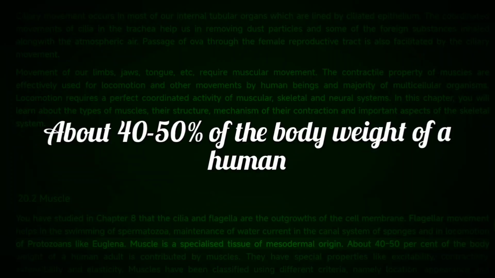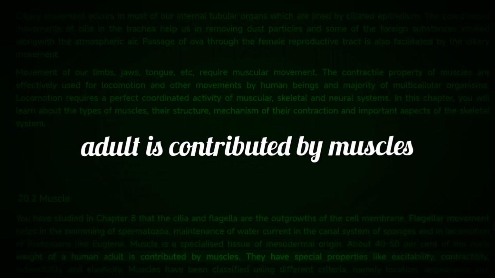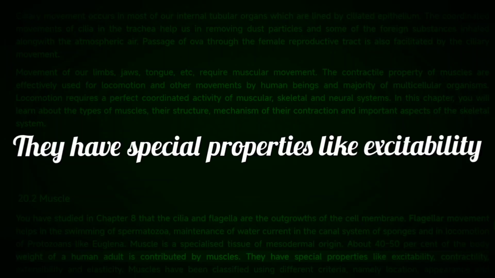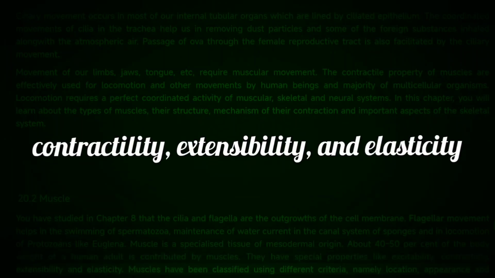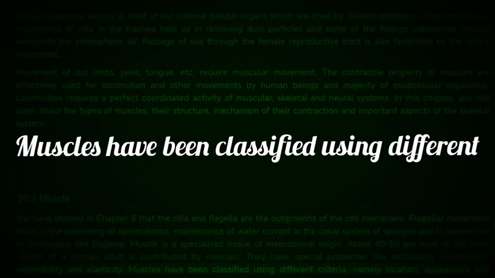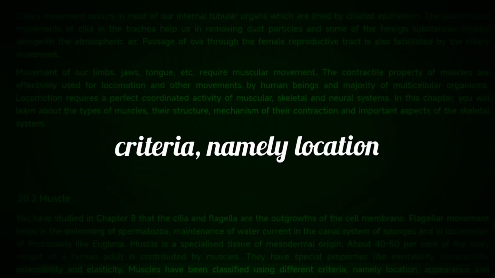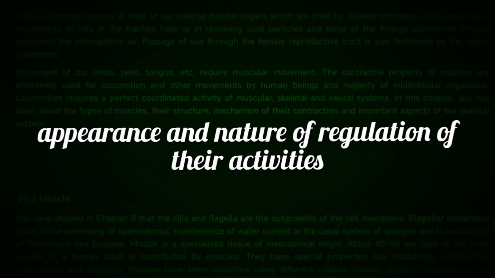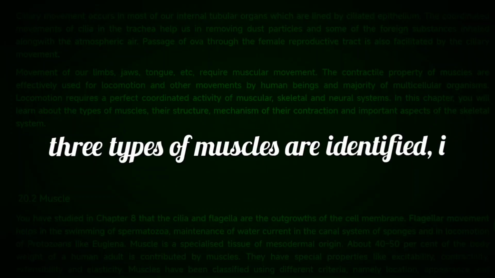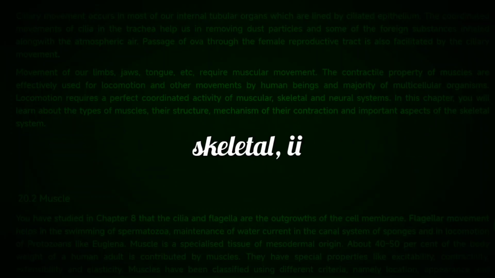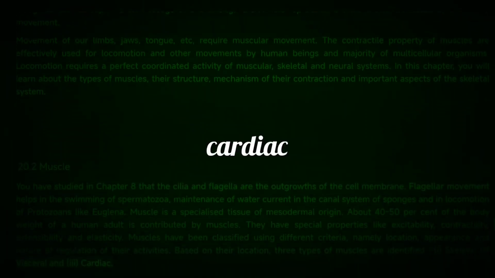About 40 to 50% of the body weight of a human adult is contributed by muscles. They have special properties like excitability, contractility, extensibility, and elasticity. Muscles have been classified using different criteria, namely location, appearance, and nature of regulation of their activities. Based on their location, 3 types of muscles are identified: 1, skeletal; 2, visceral; and 3, cardiac.